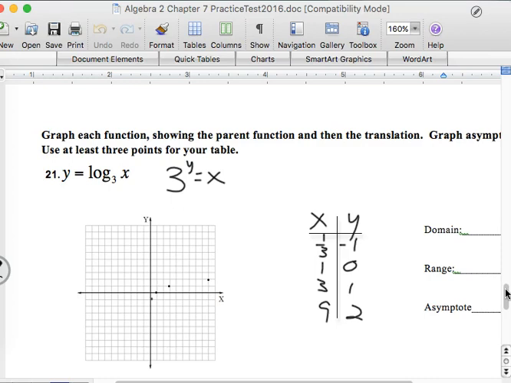Dashed? Doesn't need to be. We don't have an H in it. But graph asymptotes. What was that? X equals 0. So that helps us out with the domain, doesn't it?